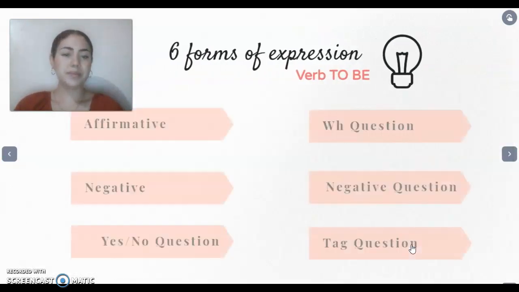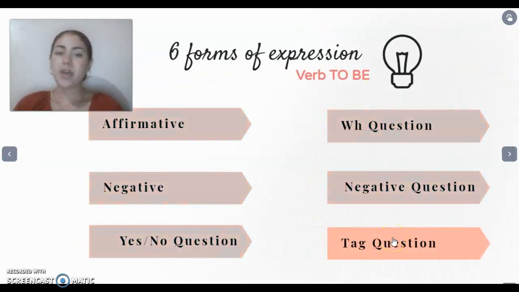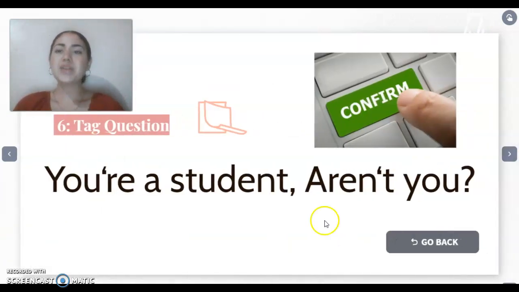And the last one is the tag question. As you can see, we are mixing 2 forms. In this case, you're a student, you're affirming something, and then you ask with a negative question. It could be a twist. You use a negative form, and then you use a question with a positive form.